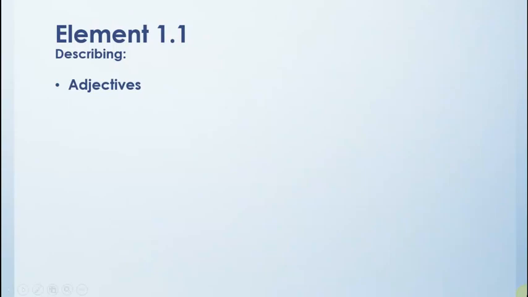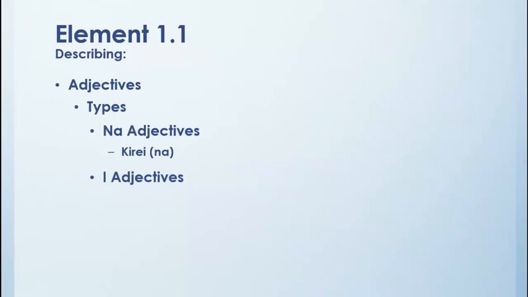In actuality, pwede rin natin gamitin ito to describe other adjectives. Okay, so in Japanese, I know that in English there are different types of adjectives, right? But in Japanese, there are only two. The first one is what we call the na-adjectives. And here's an example, kirei. Kirei, kilala nyo na yan because it means pretty. Okay, let's have I-adjectives. So example nito would be oishi.